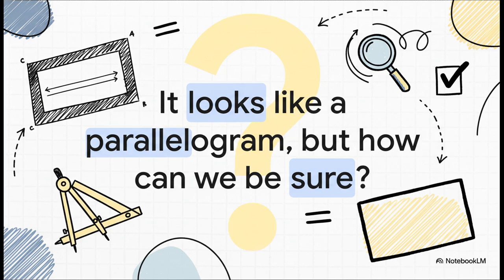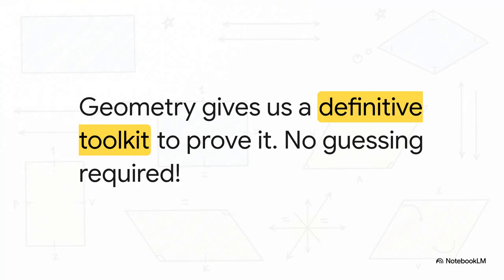But here's the thing about geometry. Looks like just doesn't cut it. We need proof. We need cold, hard evidence. So the real question is, how do we go from "I think it is" to "I can prove it is"? And that's where geometry comes in. It gives us this amazing toolkit, a set of rules and theorems that completely eliminate any guesswork. This isn't about what feels right, it's about what we can prove with pure logic. So let's open up the kit and check out our tools.